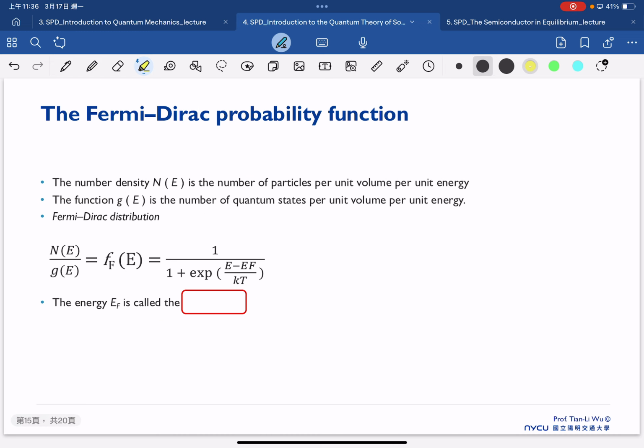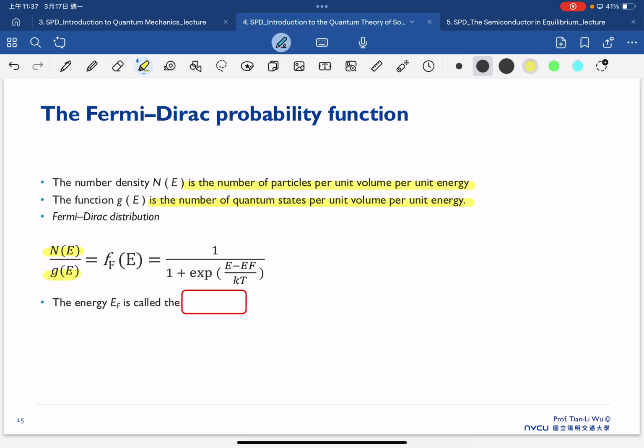So now we start to move. Since here we mainly talk about the Fermi-Dirac probability function, we have several terms we need to talk about. The first one is the number density, capital N(E), which is the number of particles per unit volume per unit energy. The function g(E) is the number of quantum states per unit volume per unit energy. If you consider the Fermi-Dirac distribution, it is actually capital N(E) over small g(E).